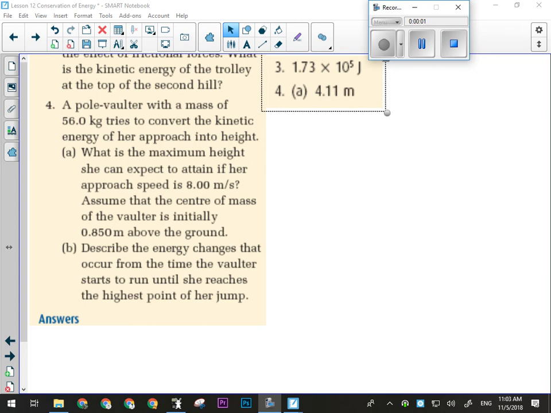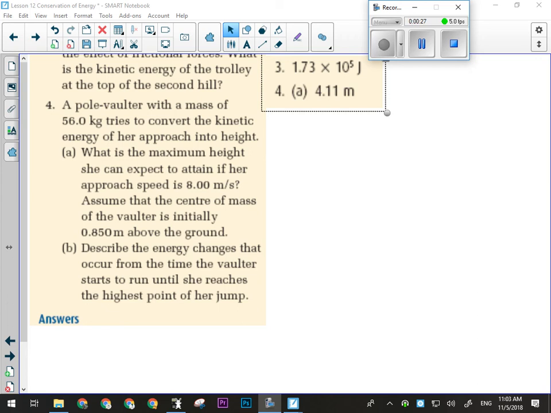All right, so for question number 4, we got a pole vaulter with a mass of 56 kilograms. In the pole vault, you are trying to convert the kinetic energy of your run, actually several times throughout the vault. First you build up your kinetic energy. Then you plant the pole, and the pole bends. In fact, it bends more on one side than the other. If you have it the wrong way, it snaps. I've seen it happen. It's ugly.